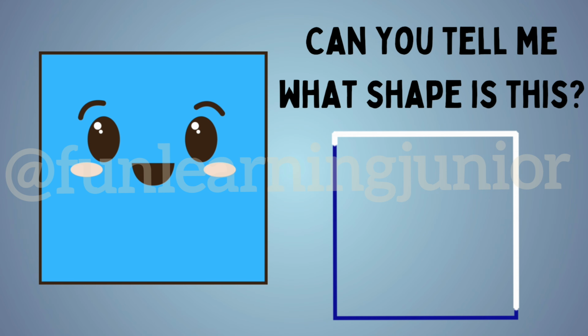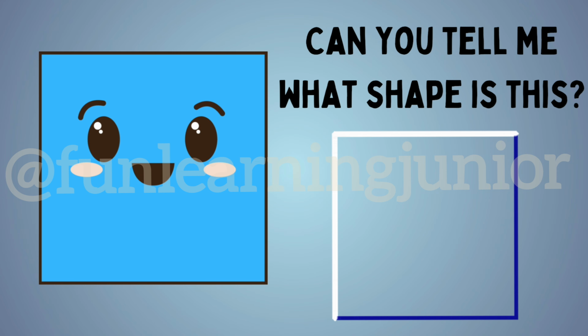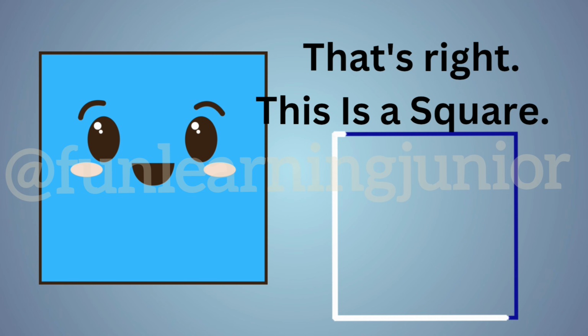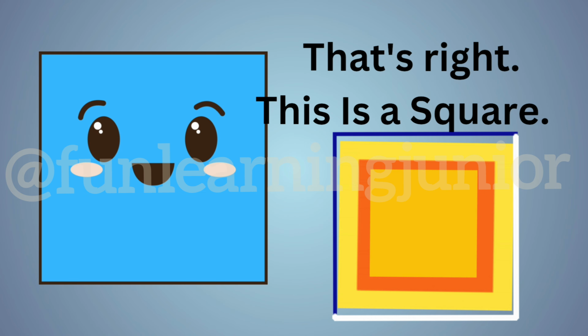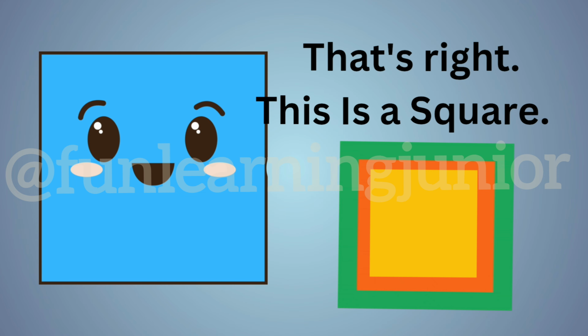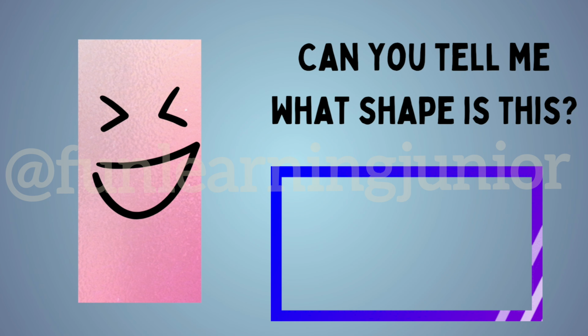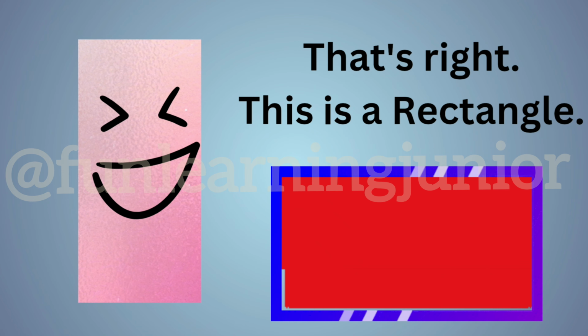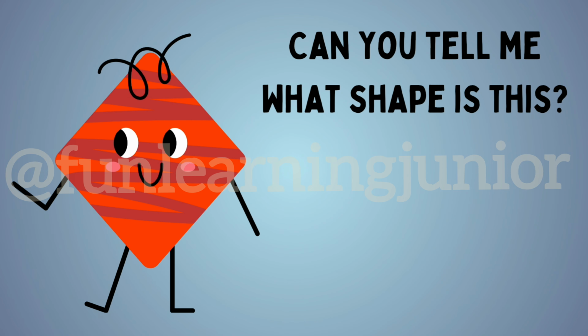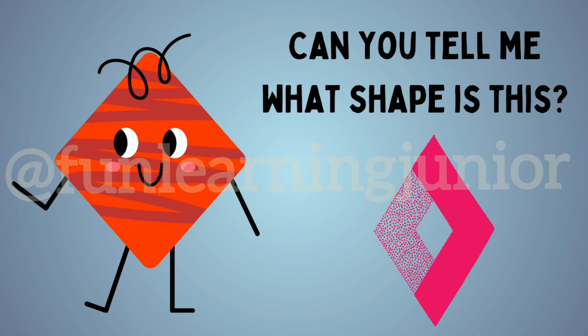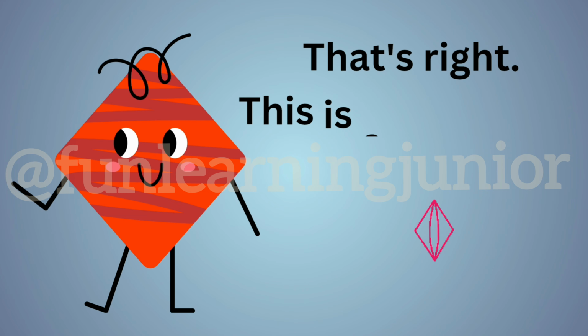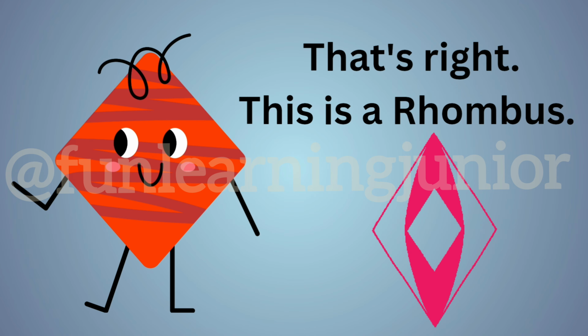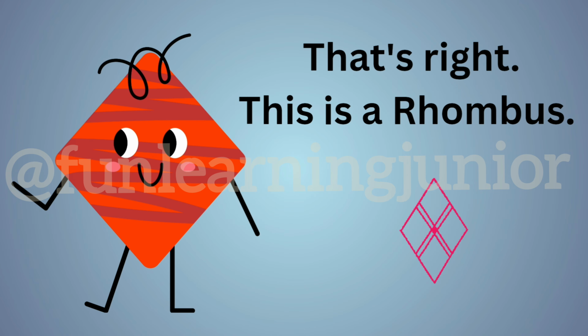Can you tell me what shape is this? That's right, this is a square. Can you tell me what shape is this? That's right, this is a rectangle. Can you tell me what shape is this? That's right, this is a rhombus.